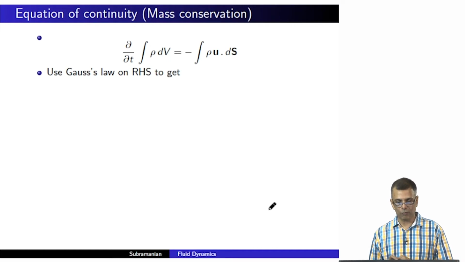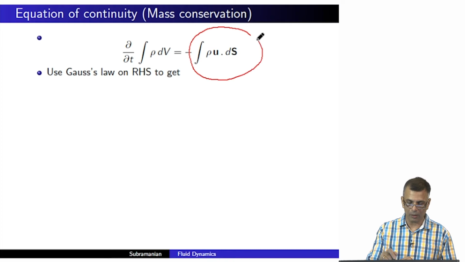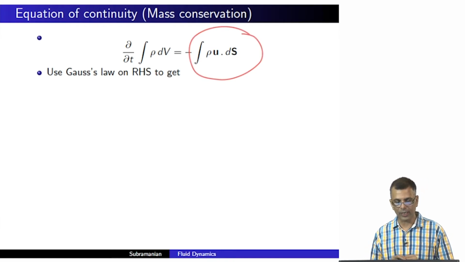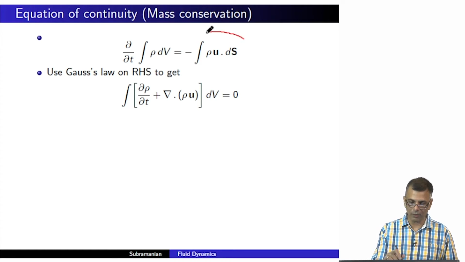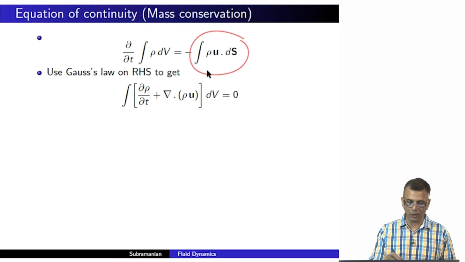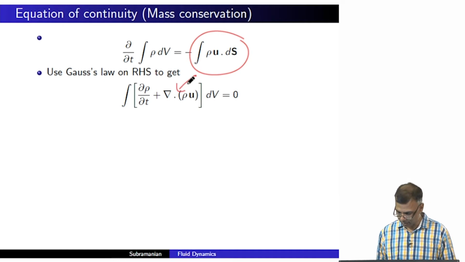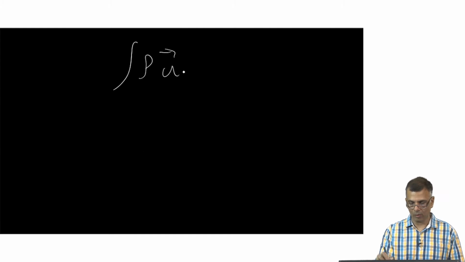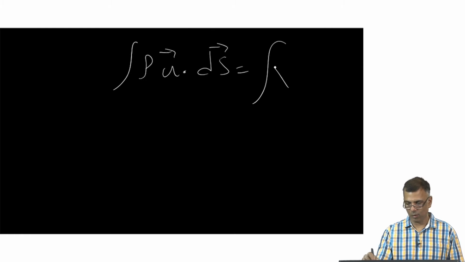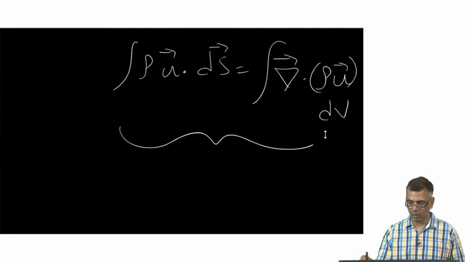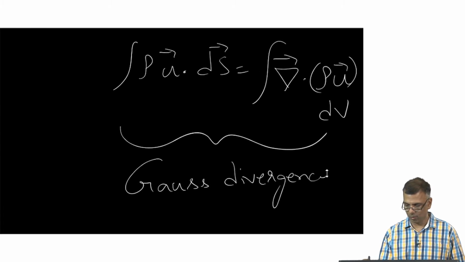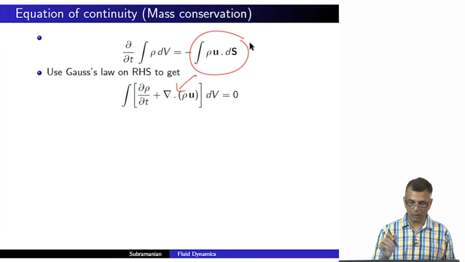And now we do a little bit of vector calculus. We apply Gauss's law to the right hand side to get the following. In other words, we convert the surface integral into a volume integral. So in doing so, this becomes this. All we're saying is that, so we apply this here to get something like this.